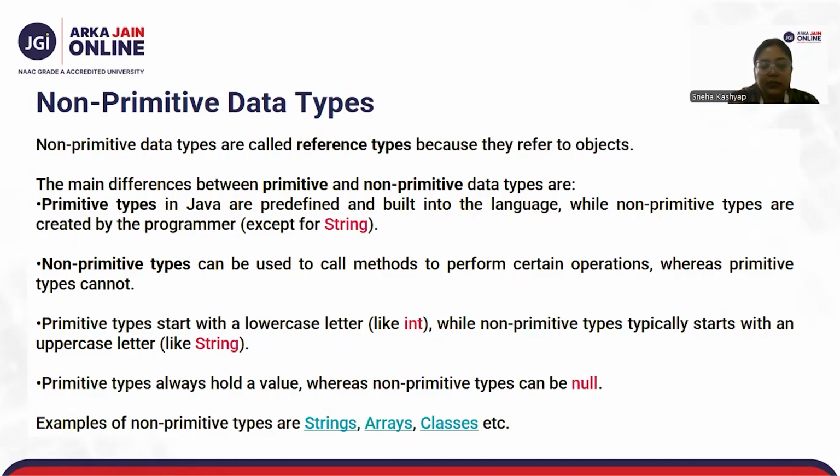Now, non-primitive data types can be used to call methods to perform certain operations, whereas primitive ones cannot be called. Primitive types start with lowercase letters like int, but non-primitive types such as class or String always start with uppercase. Next, a primitive type always holds a value, whereas a non-primitive can hold a null value. Examples of non-primitives are strings, arrays, and classes. We will look into each of them one by one.